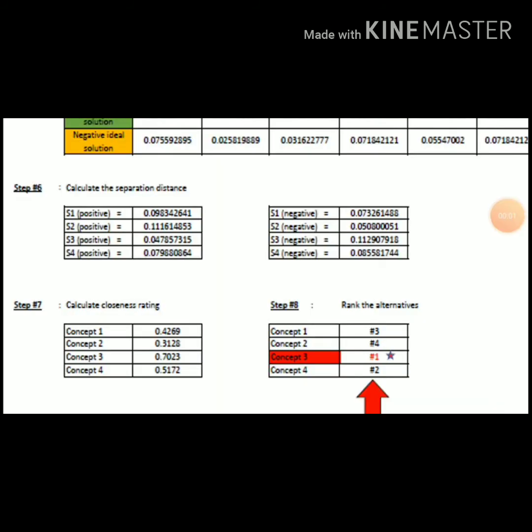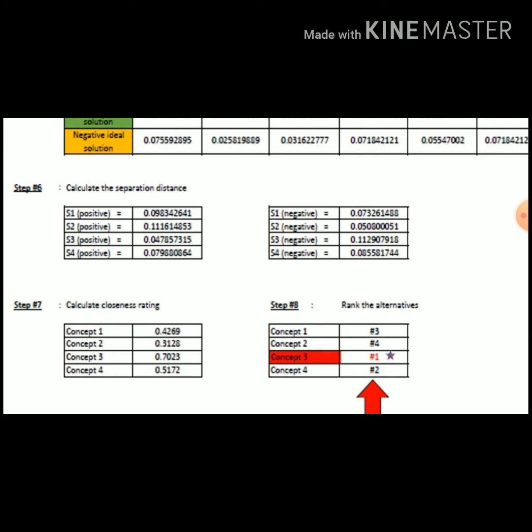Okay, now we are moving into step number 6, calculate the separation distance. Of course, we have to use the formula given to calculate the separation distance. It is simply the square root of the summation of the alternative value minus the positive or negative ideal solution, squared. Alright, so what can we say here? We have two parts of the separation distance: one moving towards the positive ideal solution and the other moving towards the negative ideal solution.